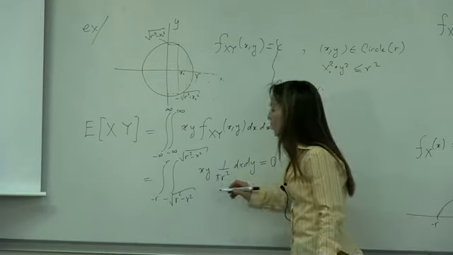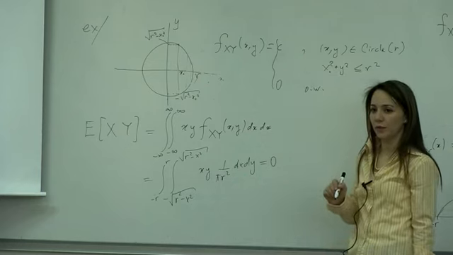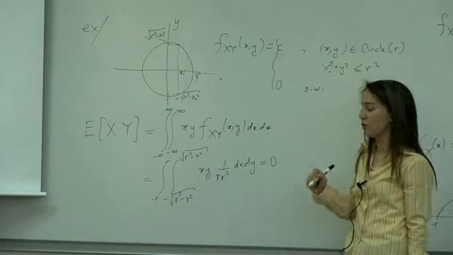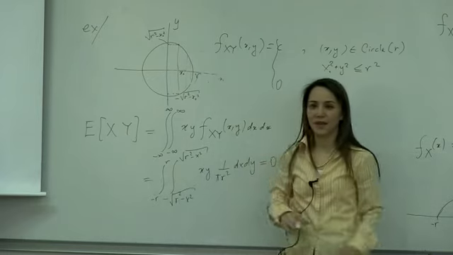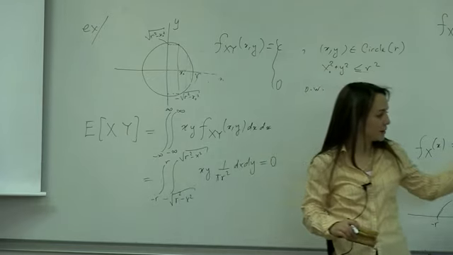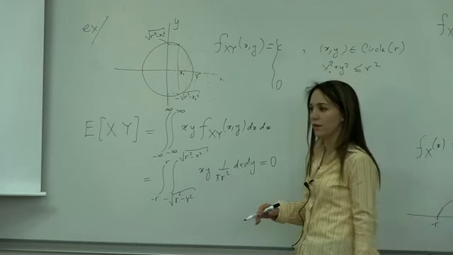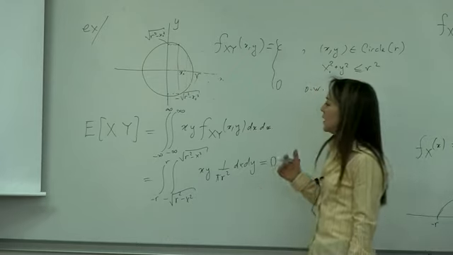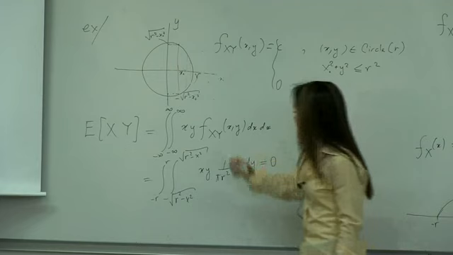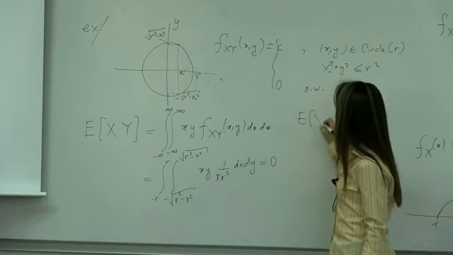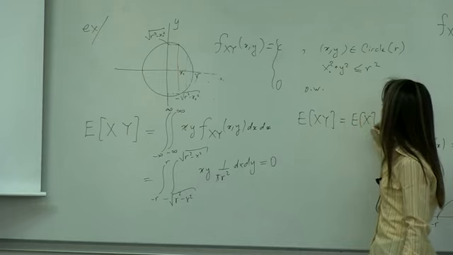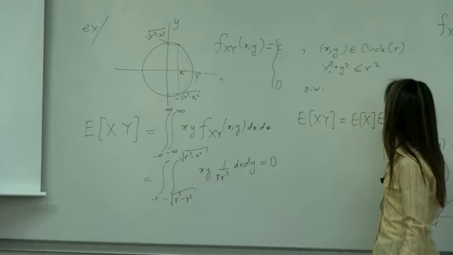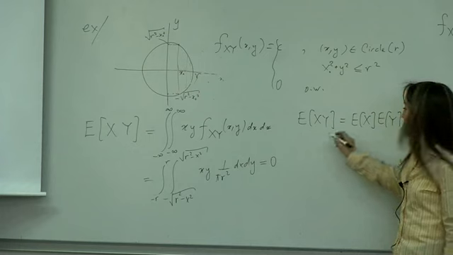So, what did we find? In this example, the expectation of xy is 0. The expectation of x is 0. The expectation of y is 0. So incidentally, the expected value of xy is equal to the expected value of x times the expected value of y in this example.